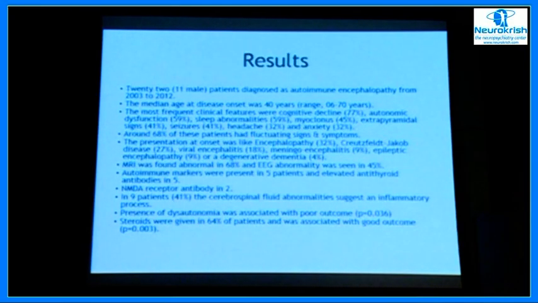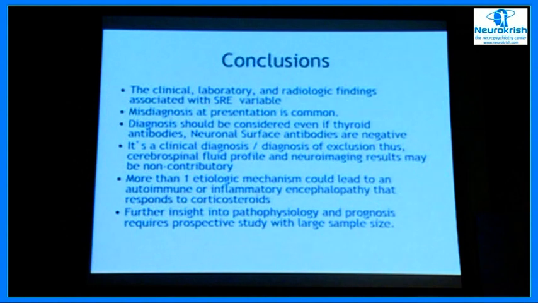abnormality in 45%. Autoimmune markers were present in 5, elevated thyroid antibodies in 5, NMDA receptor antibody in 2. In 41% CSF abnormality suggests an inflammatory process, and the presence of dysautonomia was associated with poor outcome, and steroids were given in 64%, associated with a good outcome. So basically the clinical, laboratory and radiological findings of the SREAT were variable.